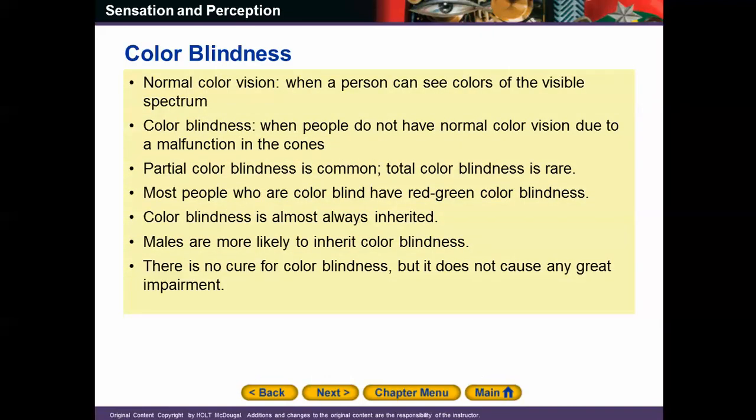When somebody is colorblind, we say that they're colorblind because they can't see a certain color. They're not really blind to it. That just means that their eye does not have the cones that perceive that particular color. Many people have partial color blindness. Total color blindness is very rare, especially in humans. Most people who are colorblind do have a red-green color blindness. And color blindness is almost always inherited, and males are more likely to inherit this.